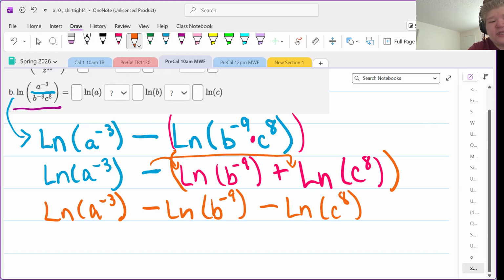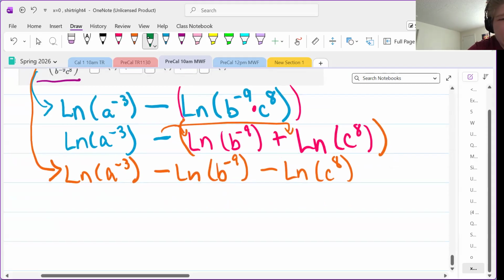And when you get really used to log properties, it is actually totally reasonable to go from the initial line straight to this line. A to the negative 3 is on top, so it has a positive log. B to the negative ninth is on the bottom, so it has a negative log. C to the eighth is on the bottom, so it has a negative log. That's another way to reason through to get to this line of work.